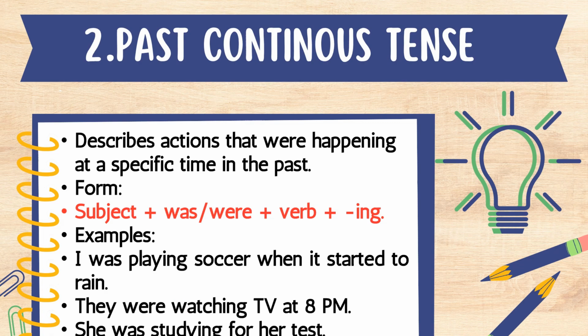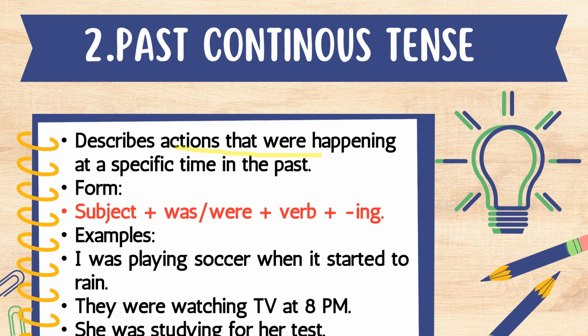So in past continuous tense, it also describes the action that has been happening in the past, at some specific time. So for this, you need a subject, and then you will use the word was. Then the verb, it should be in ing form. Subject plus was plus verb plus ing form. This is the form. Okay.